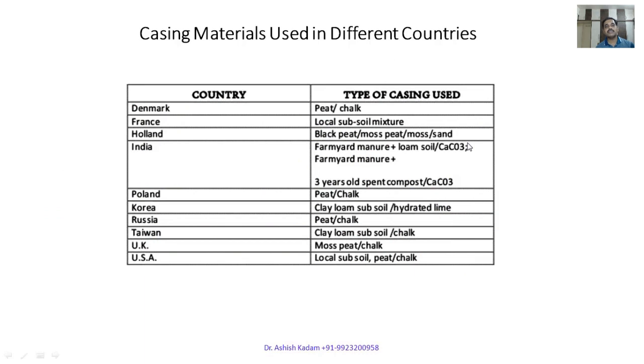What are the different casing materials used in different countries? If you go to Denmark, people are using peat and chalk because it is naturally available in ample quantity and at a cheap rate in Denmark. If you go to India, we are using farmyard manure and loam soil, or sometimes the spent compost of the mushroom plant, which is mixed with calcium carbonate. If you go to the UK, people are using moss peat. If you are in the US, people are using peat, chalk, or local subsoil. So people are experimenting with different casing materials.